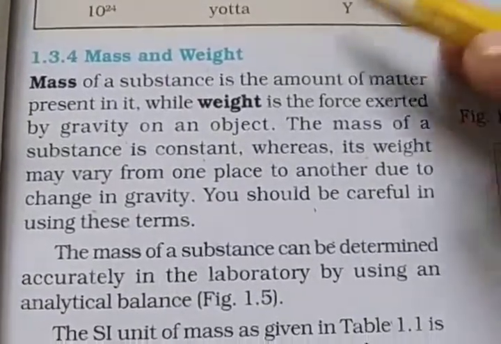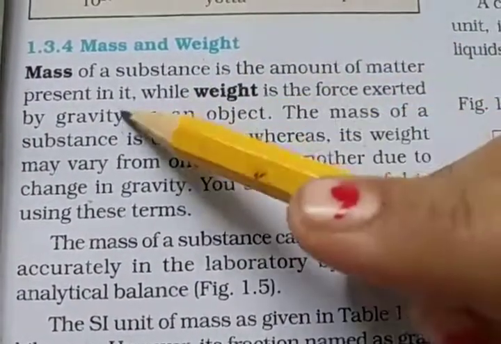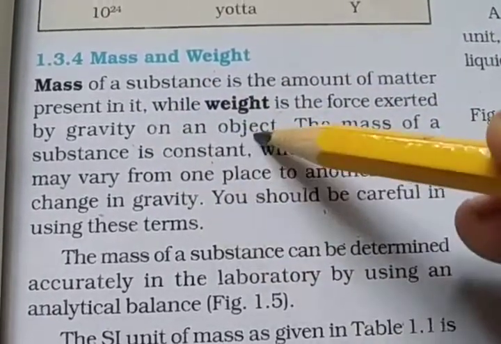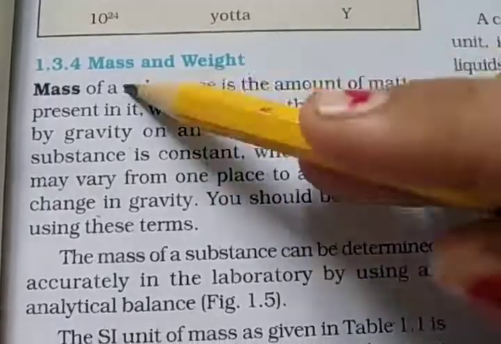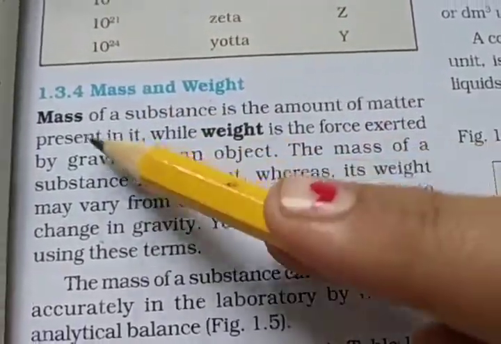Then next is mass and weight. Mass of a substance is the amount of matter present in it, and weight is the force exerted by gravity on an object. This is the main difference. See, the main concept is the difference between mass and weight.